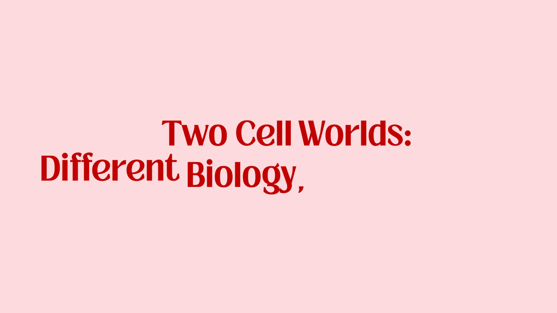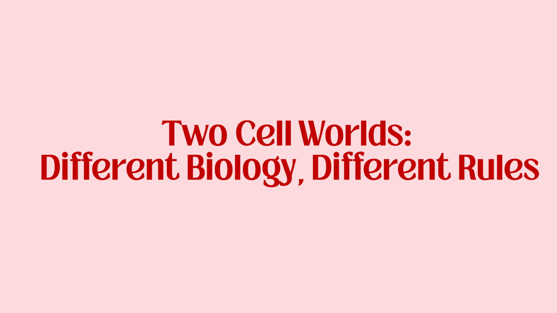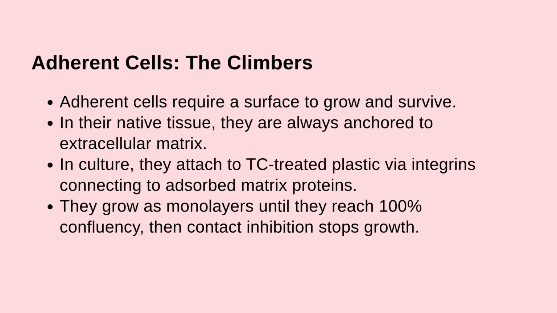Two cell worlds. Different biology, different rules. Adherent cells. The climbers. Adherent cells require a surface to grow and survive. In their native tissue, they are always anchored to extracellular matrix. In culture, they attach to TC-treated plastic via integrins connecting to adsorbed matrix proteins. They grow as monolayers until they reach 100% confluency, then contact inhibition stops growth.